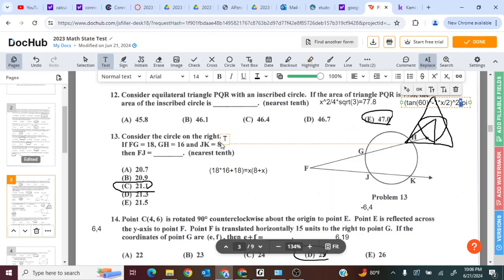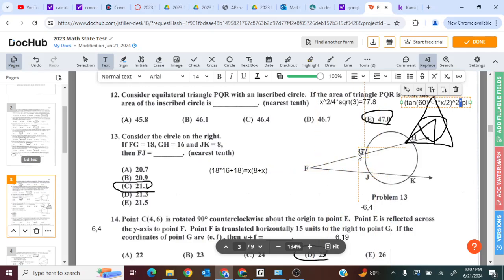Consider the circle on the right. FG is equal to 18. GH is equal to 16. JK is 8. What is FG? Another interesting fact about circles I do not know how to prove is that for these kind of things where there are secant lines, your outside times your entire thing has to be equal regardless of where you're going.